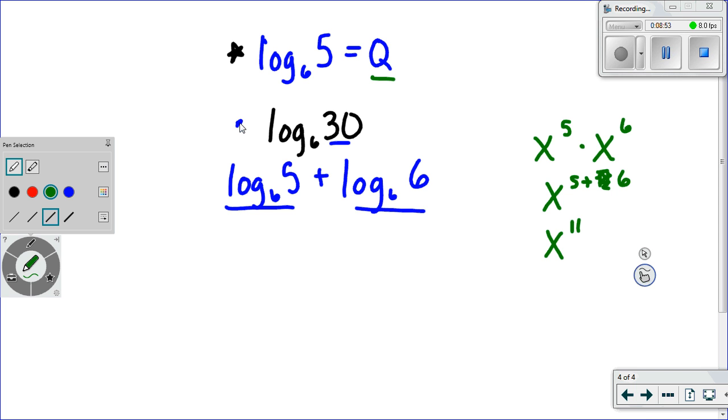So over here, if I have log of 30, that means what I did was I multiplied 5 by 6 to give me my log of 30. So what I have now is log 5 base 6, again, equal to Q, as stated up top. And like in the last problem, log 6 base 6 is equal to 1. In other words, 6 to the first power is equal to 6. So in terms of Q, I have log 30 base 6 is the same as Q plus 1.